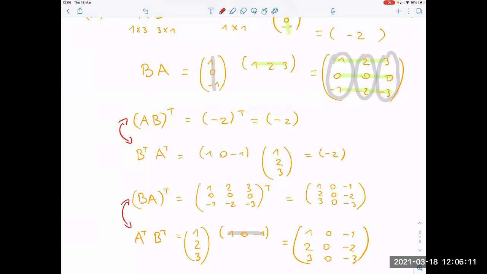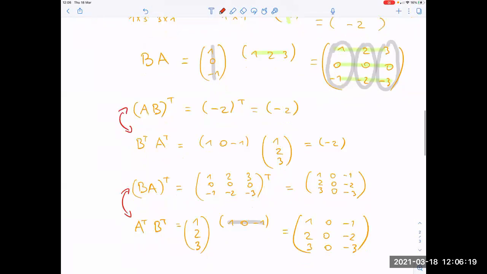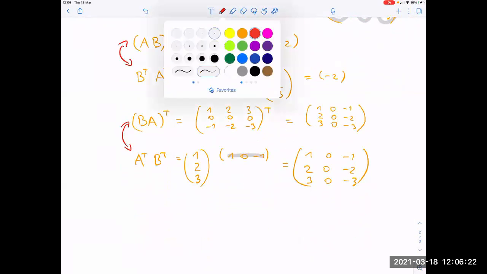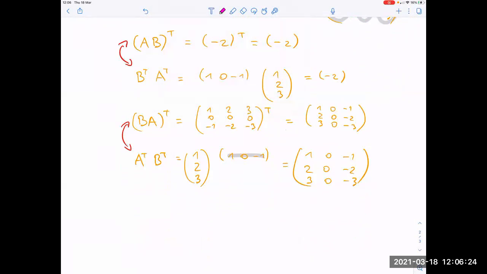So there is a pattern here. Salvatore Orlando is the last one making this guess. So let's see it as a guess. Our guess is that if you compute AB, and you can compute it, then when you transpose it, it is going to be B transpose A transpose.